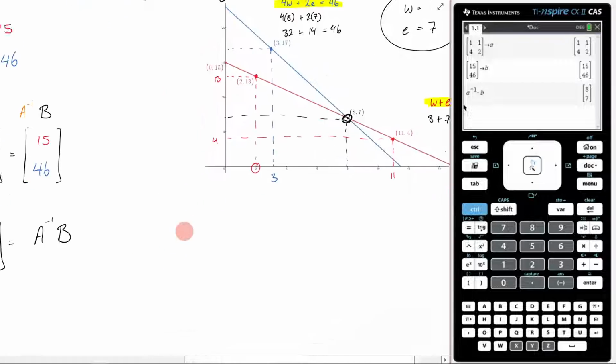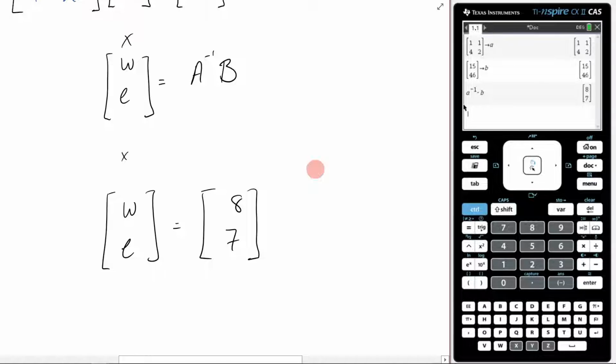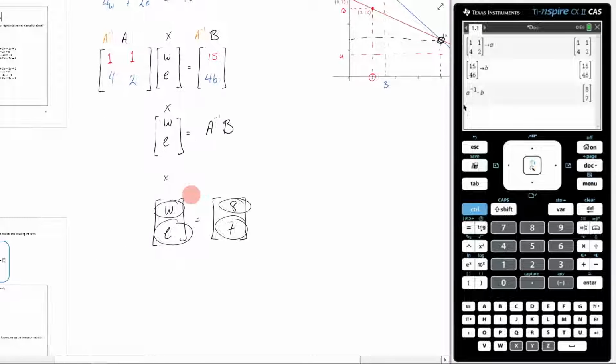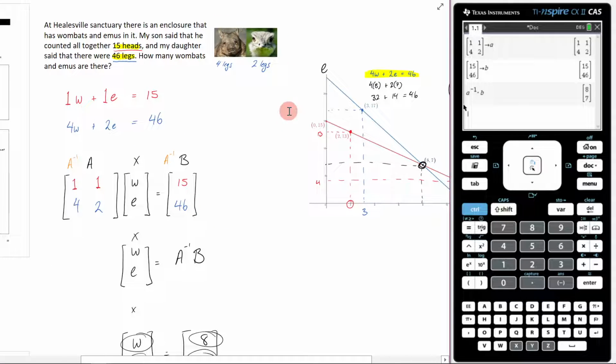So that means if we come over here, we could write this as, my X matrix here, which is W and E, is equal to 8 and 7. So therefore, W is equal to 8 and E is equal to 7. Now that is just a background of what we're going to be doing in this lesson. So again, you didn't have to write any of that down, but I feel it's important to give us a bit of context as to what we're doing before we launch into it. So with that being said, let's now launch into the lesson.